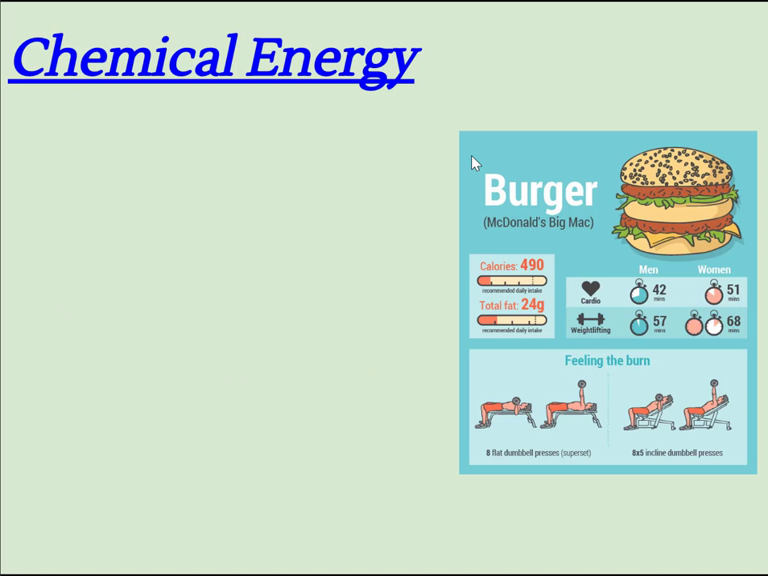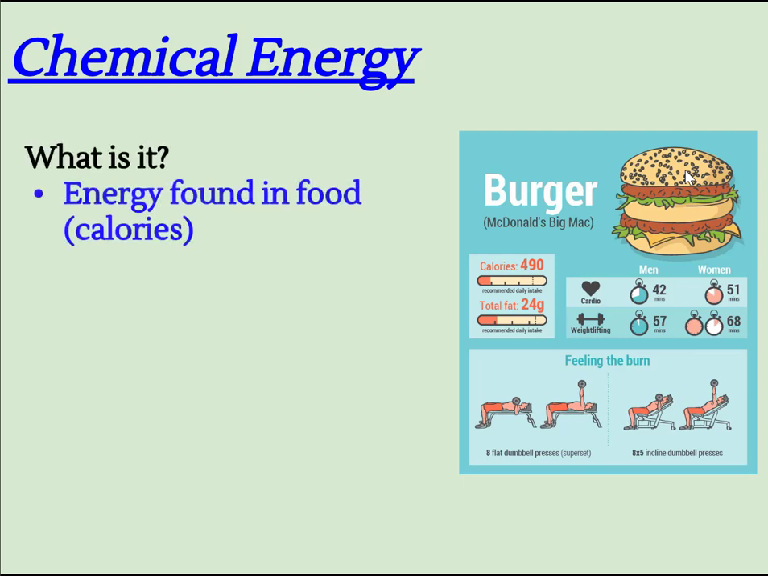Now, chemical energy, when we talk about this, it's the energy that we eat. So that burger from McDonald's, we're taking that energy from the food that we eat and we're turning it into chemical energy in our body. So chemical energy is just saying that it's the energy that's found in food. We look at calories as the energy.